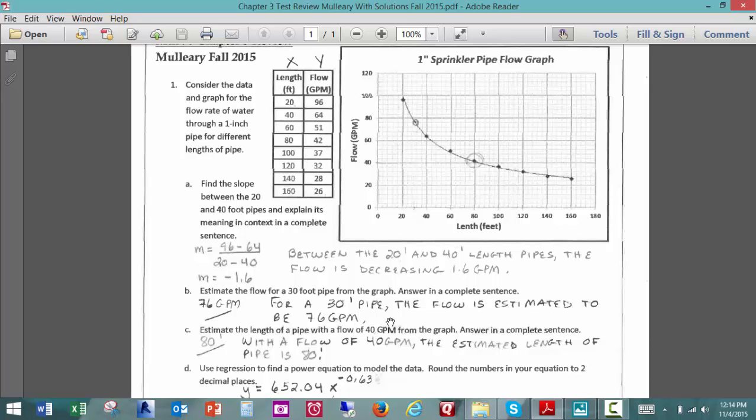You have to make sure that you do not go back and try and grab data out of the tables or use any kind of an equation. On C, it says estimate the length of a pipe with a flow of 40 gallons per minute from the graph and answer in a sentence. So I find 40 gallons per minute, which is right here, and I come straight across and I find that on the graph. My estimate is 80. Looking at it again, it's probably just a smidge more, maybe 81, but 80 is nonetheless a good estimate. So I say with a flow of 40 gallons per minute, the estimated length of pipe is 80 feet.